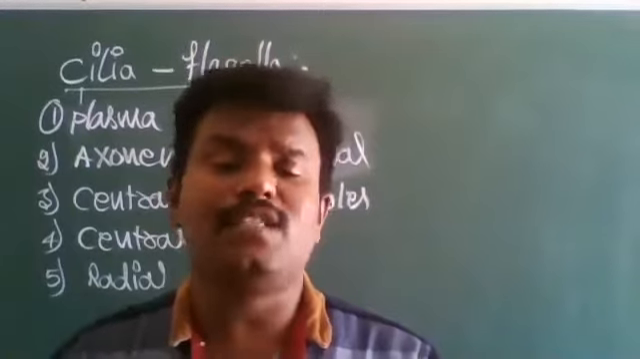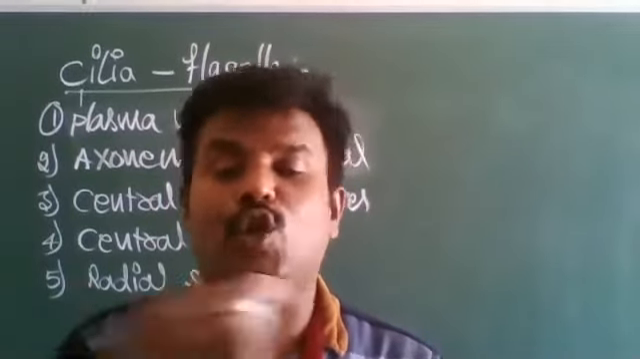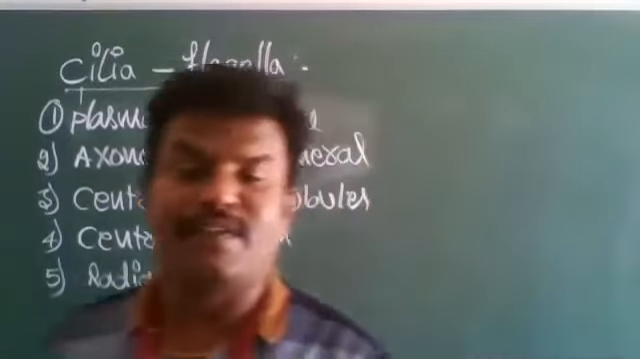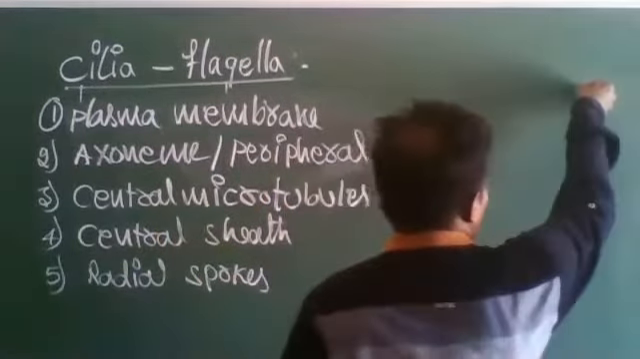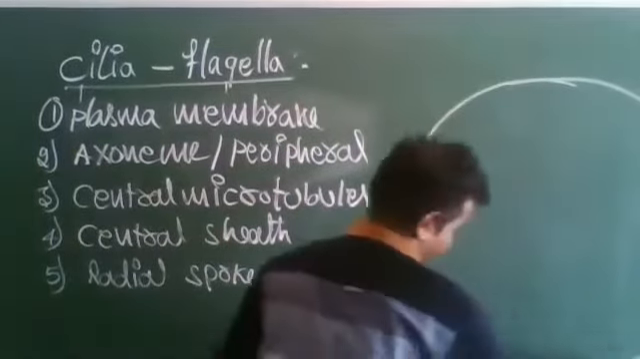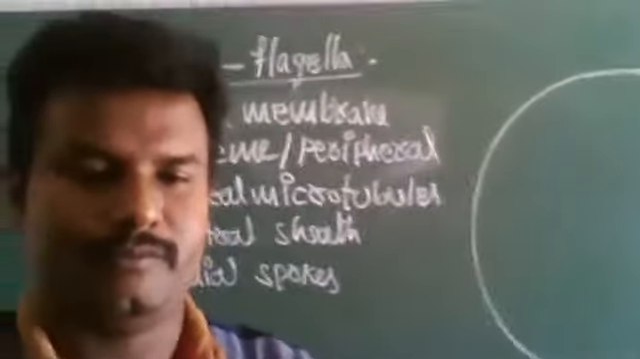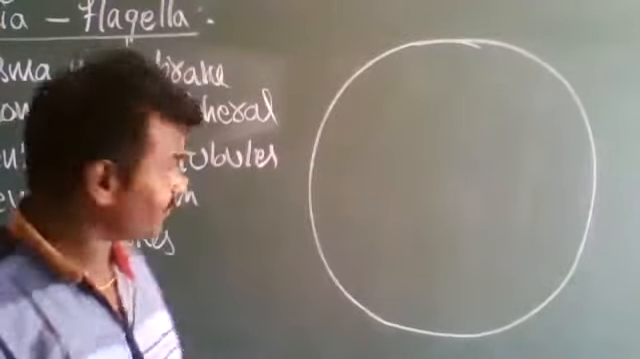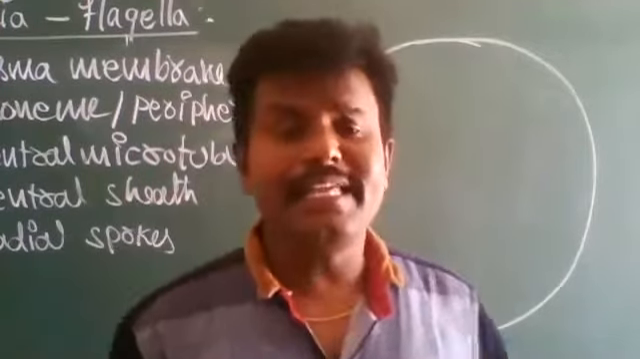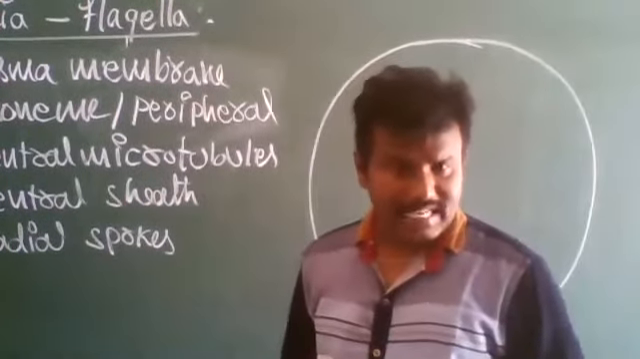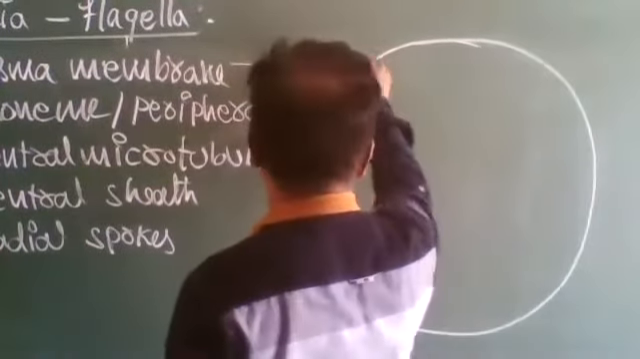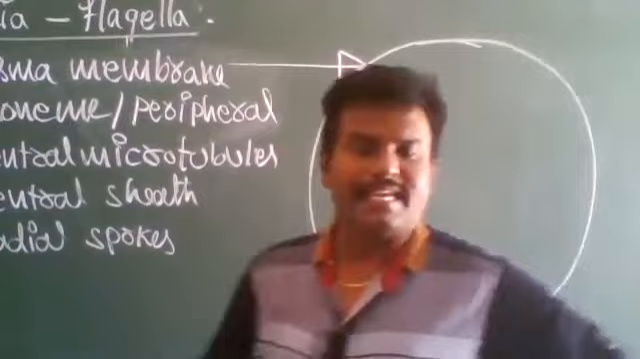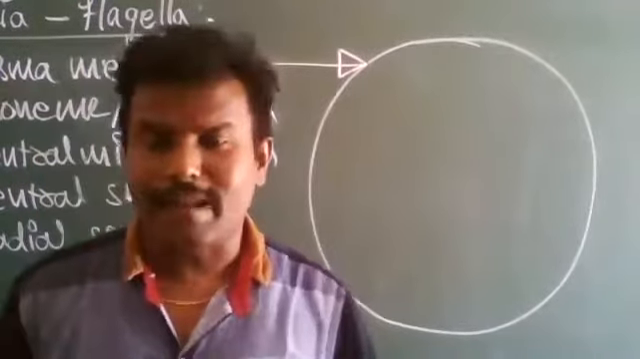Through the electron microscope, it shows all the internal parts and how they are arranged. We will see these arrangements in the form of a diagram, which I will draw here. Everybody have a look at the diagram. Cilia and flagella are externally covered by a membrane that is called plasma membrane.